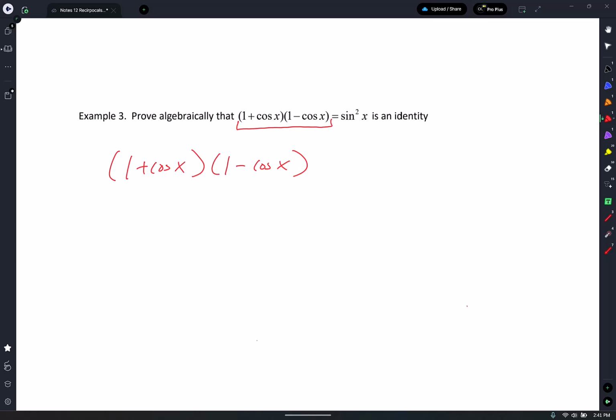Are we still okay? All right. I prefer that you see that. Well, okay, we're not there yet, so let's just start. Okay, I'm just going to distribute it, guys. I'm just going to multiply.